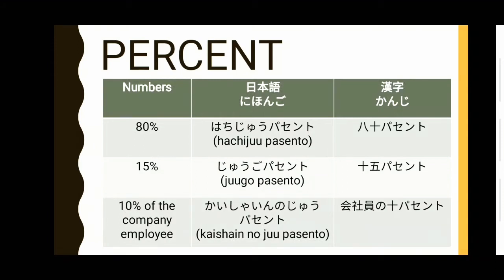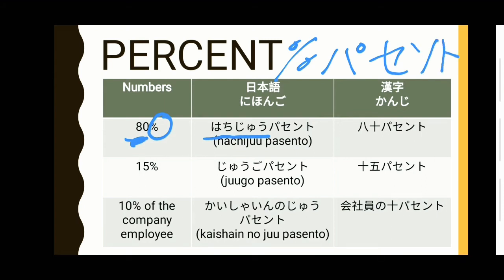We have 80%. Since 80 in Nihongo is hachiju. Hachiju. And then we have the percent sign. This is pasento. The percent in Nihongo, pasento, is a loan word from English, which is why it is written in katakana.